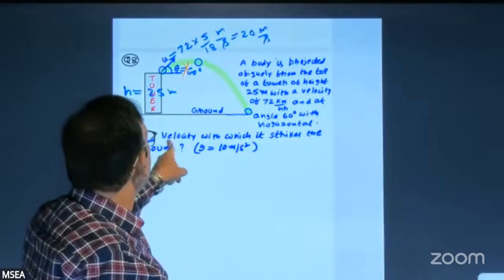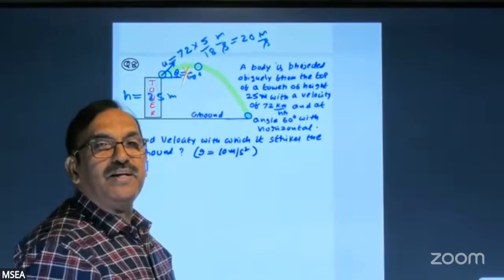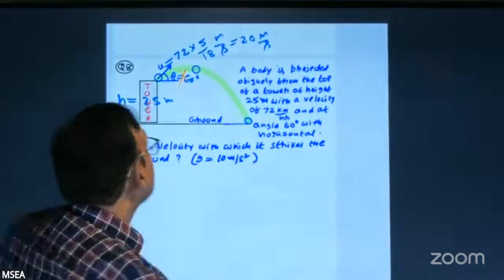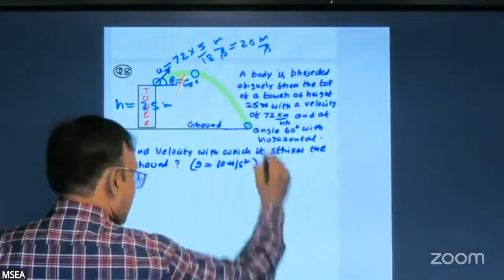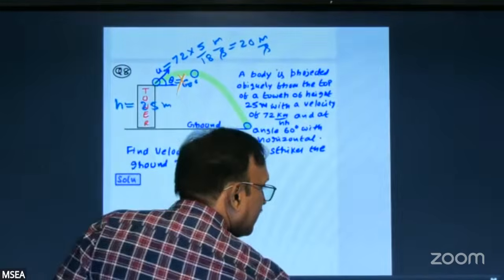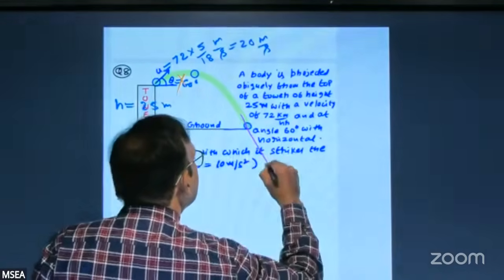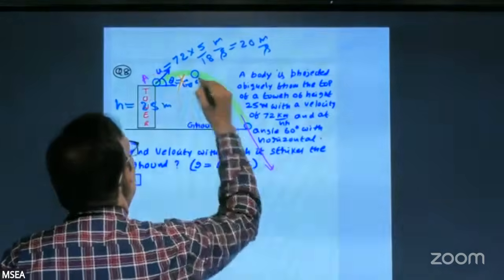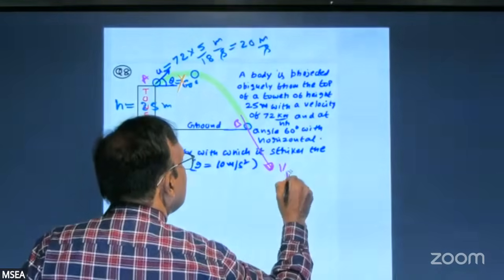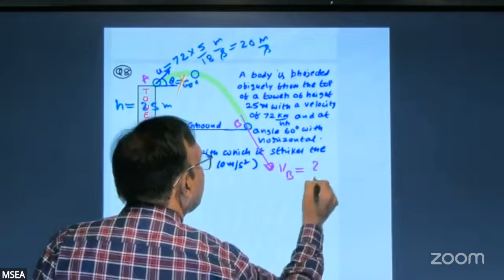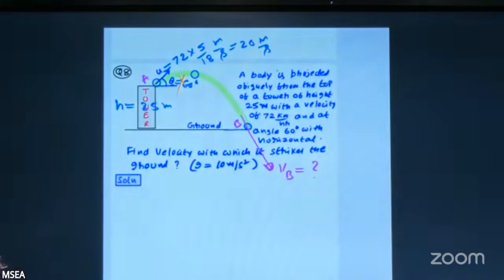Now I want to know with what velocity the body strikes the ground. If you project a body from the top, it goes along a path like this and strikes the ground here with some velocity. Let us say this is the point A and this is the point B. What is the velocity of the body right at the point B? That's the question.